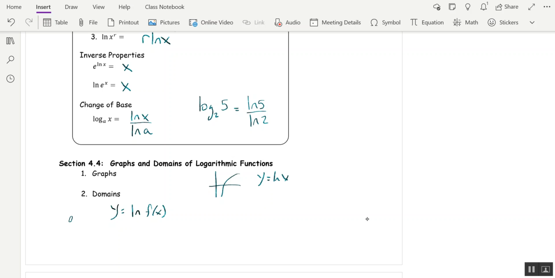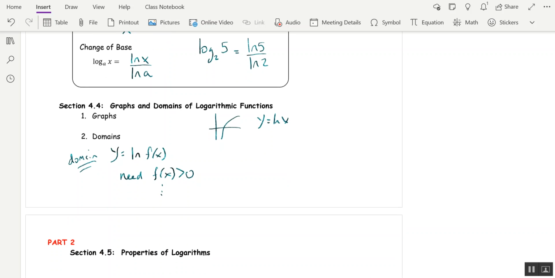The domain of this is found by setting f of x greater than 0, because the natural log is only defined for positive values. So it just makes it very simple. You just take the argument of the natural log out, set it greater than 0, and then solve.